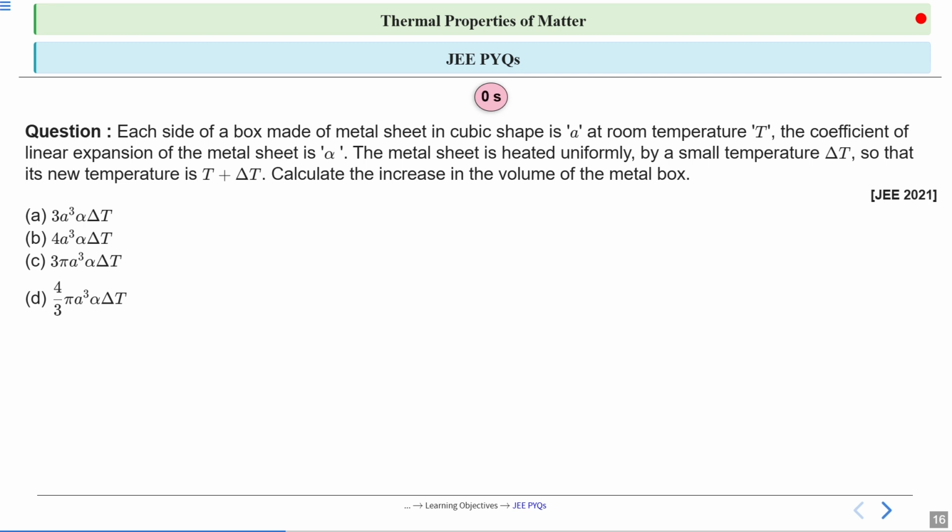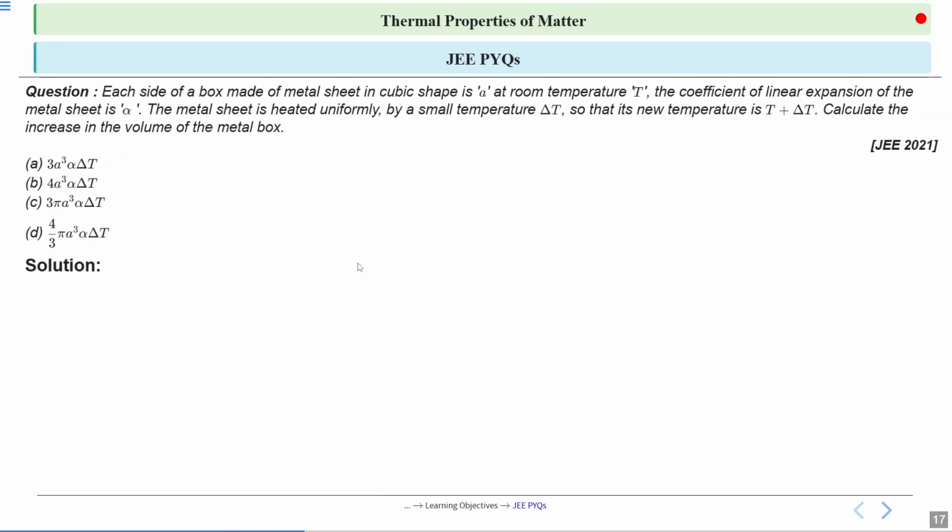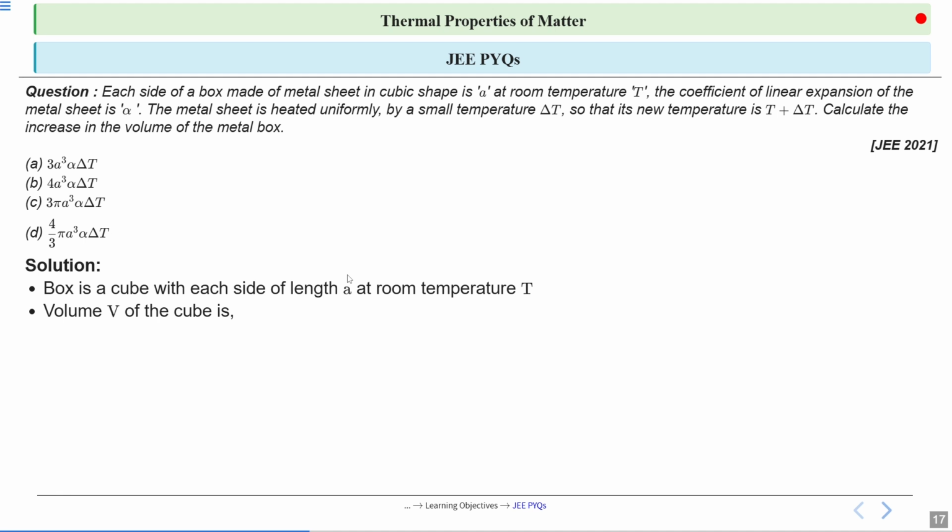Let's see the solution of this question. So, it is given that the box is a cube with each side of length A at room temperature T. The volume V of the cube is the cube of the side. So here the side is A, so A cube is the volume.